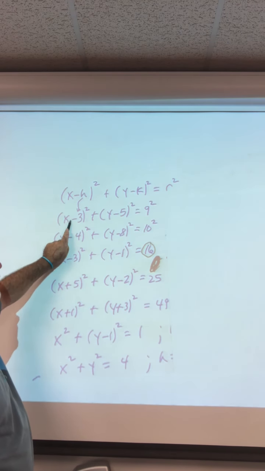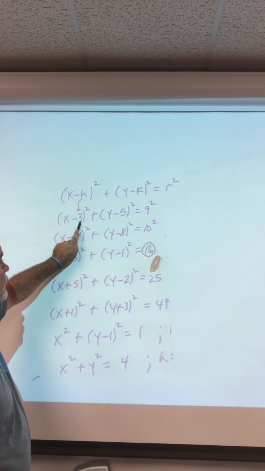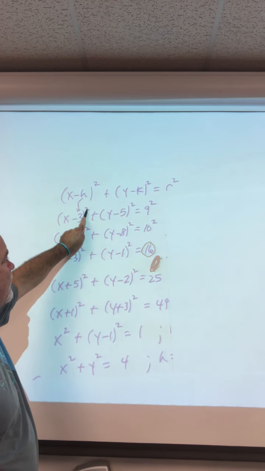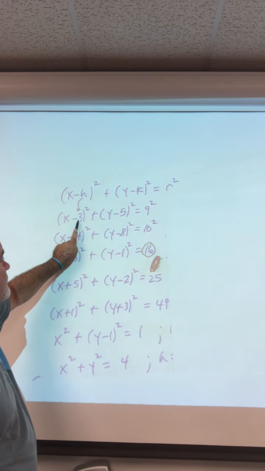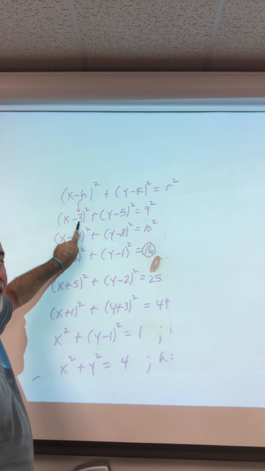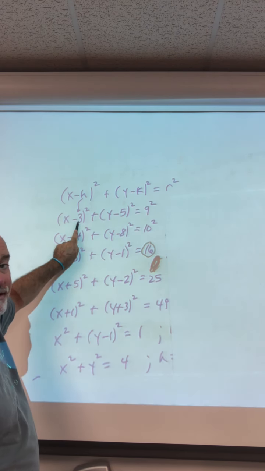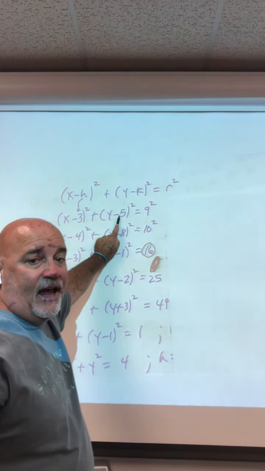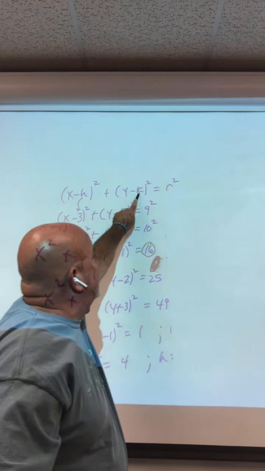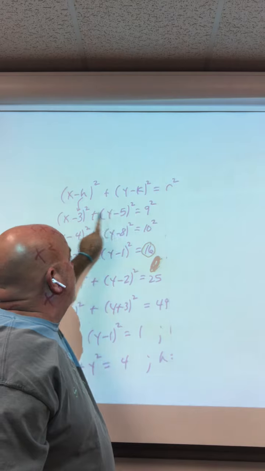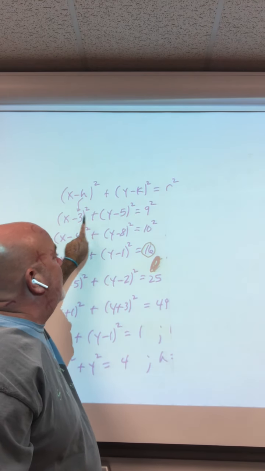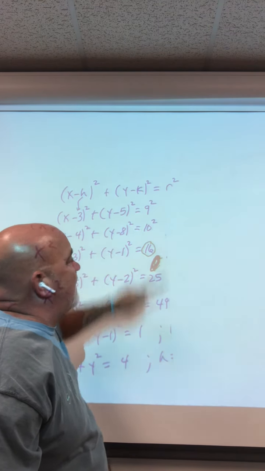So in this problem right here, there's the x. Here's your h. It's in front of the square, but behind the x. So in this problem, your h is positive 3. It's the opposite of it. What is your k? Your k is the opposite of this. So h is a positive 3. K is a positive 5.